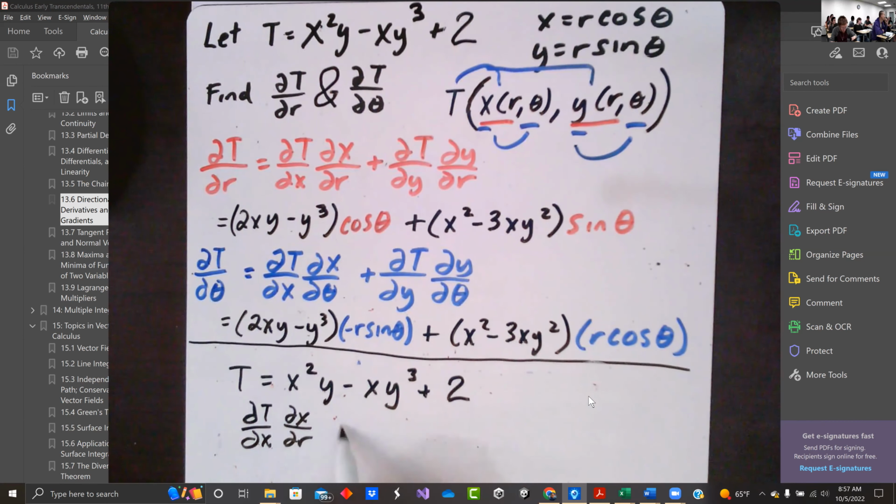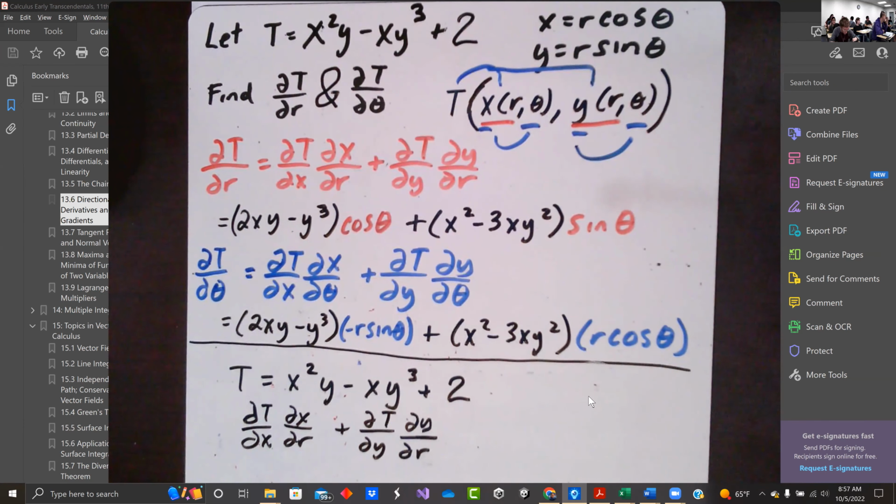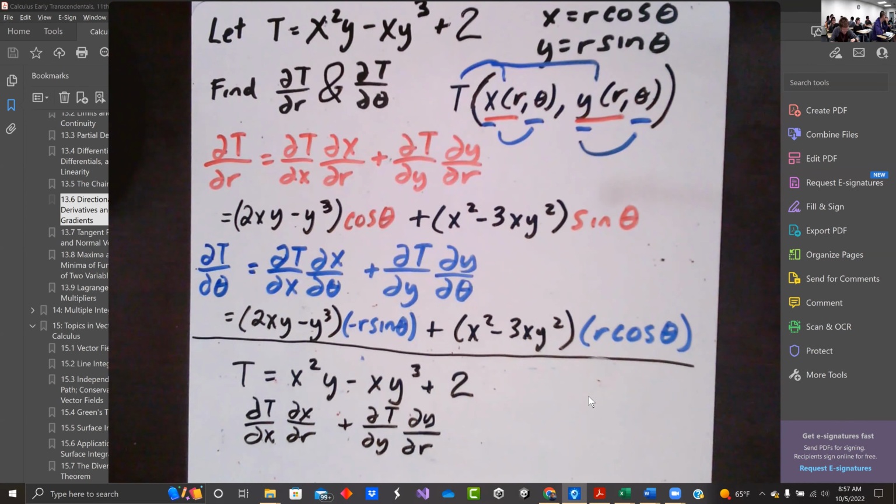Right. But I'm saying that if we wanted to do it the chain rule way, that's all that would be different: we would plug in what x and y are equal to into the original equation and then just do the chain rule. You could do it that way, but it will turn out really ugly. Right, but it will give you the same result. Okay.